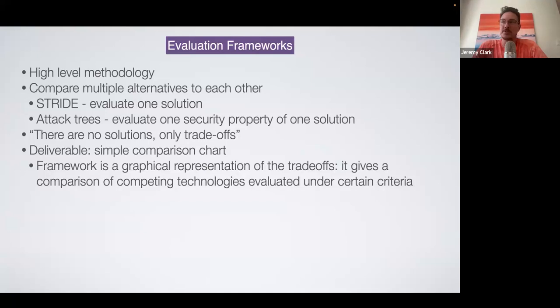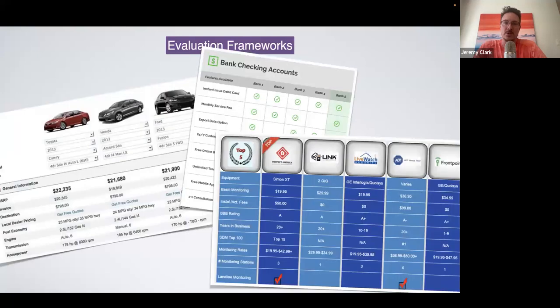You're going to have some rows, and the rows are going to be your solutions that you're comparing. You're going to have some columns, and the columns are going to describe things that you want from the solution, like the security properties you want, but we're going to look beyond security as well. You've already seen this if you're buying a car or looking at different types of bank accounts. You've seen these kinds of charts before, particularly the one in the middle where there's some check marks and not check marks and things like that. So that's all the deliverable is.